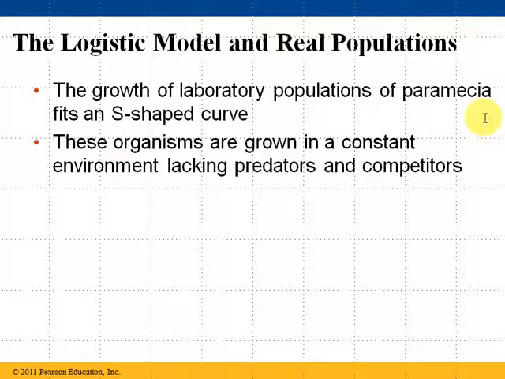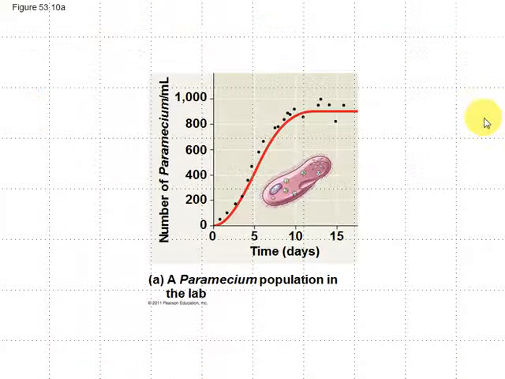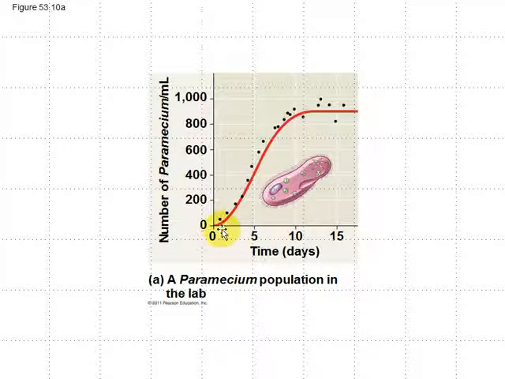The book does a good job of giving you some real-life examples of where you can see the logistic model in real populations. One of the examples I give is growing paramecia in a laboratory population. Fits a nice S-shaped curve. If these organisms are grown in a constant environment, lacking predators and competitors, if they have pretty much everything they need, and they don't have to fight for resources, well, they will eventually take on this S-shaped logistic model where their population will rise. But then as they reach carrying capacity for that petri dish or whatever environment they're in, the population rise will continue, but it will go at a slower pace until it will begin to level off when they reach the carrying capacity.